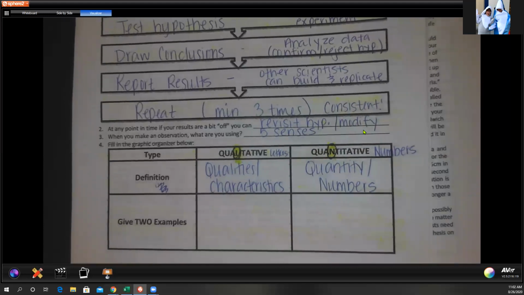Really quick, I want you to turn to the closest person next to you and give one example of each. One example of each, which means I should hear you talking to each other.